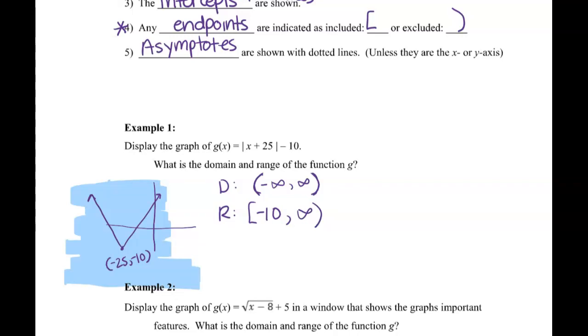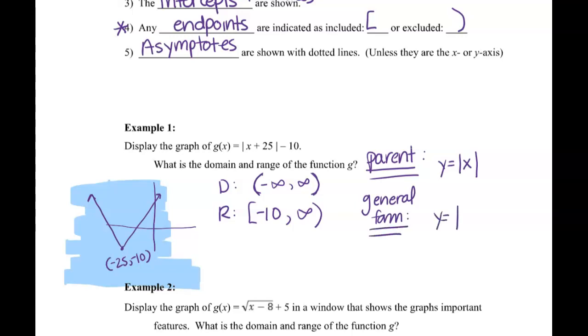So now let's talk about this. Our parent function, definitely absolute value, right? The general form of this function looks like y equals absolute value of x minus h plus k.